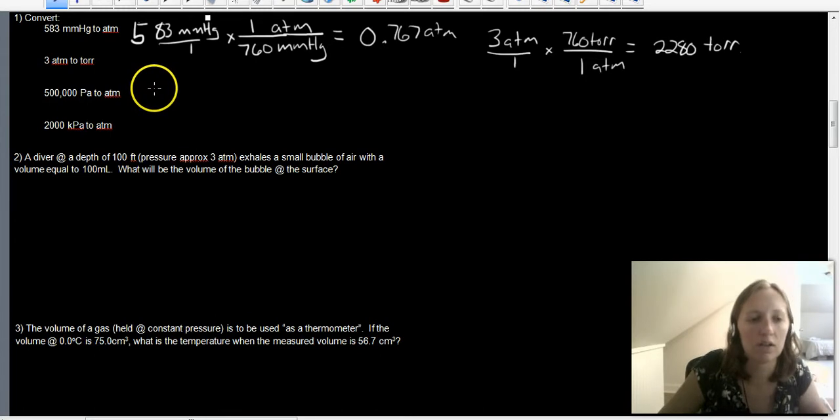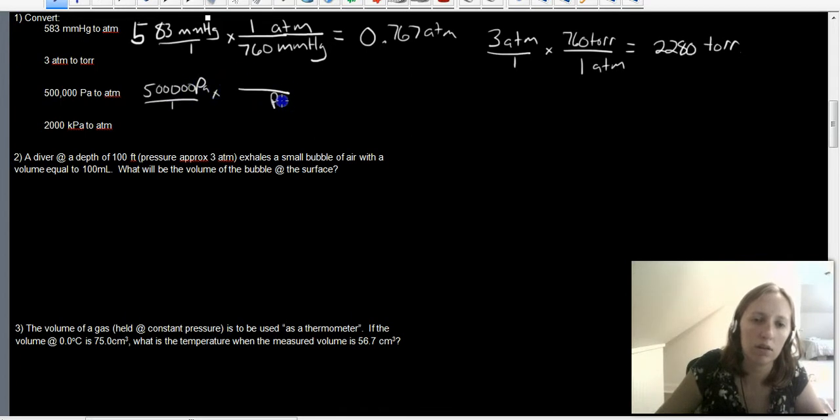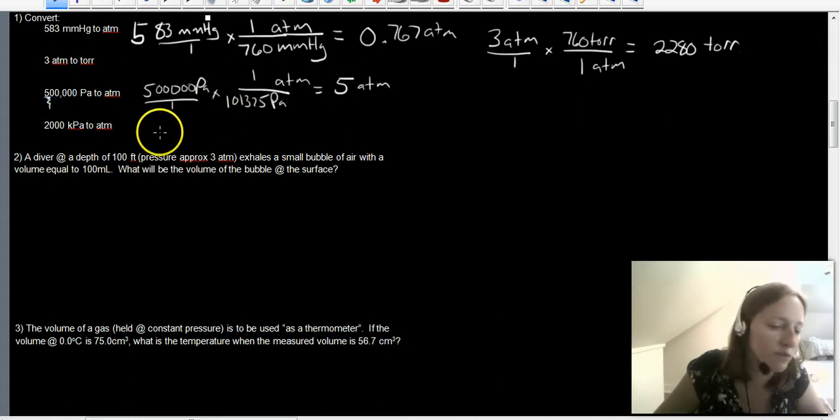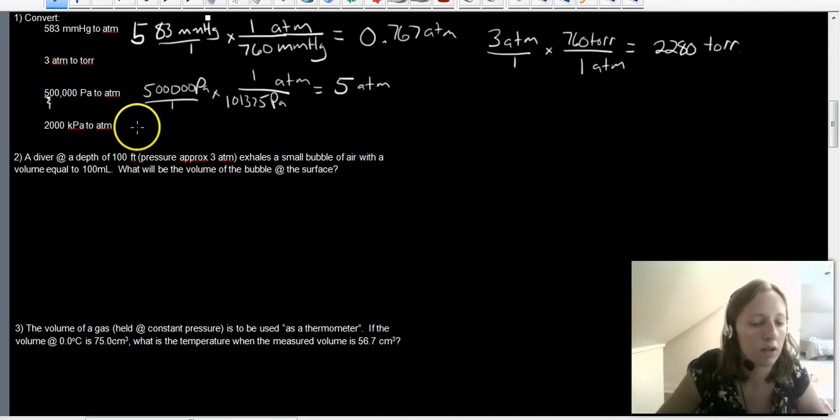All right, this one. 500,000 pascals to ATMs. That's 500,000 pascals. Bring down your unit pascals, put up your unit ATMs. 1 ATM, you must remember, is 101,325 pascals, and that gives you, considering sig figs, 5 atmospheres, because there's only one significant figure here in the 5. But my calculator says 4.93, neener.